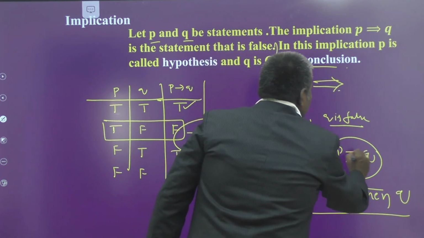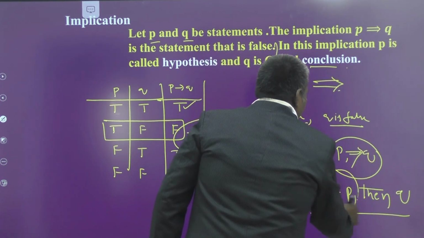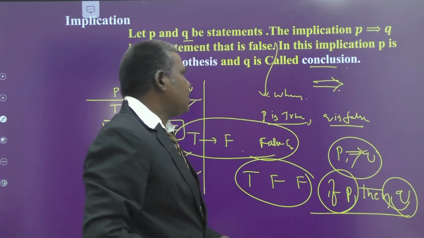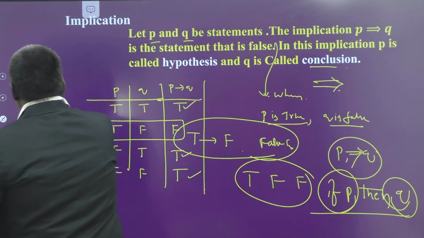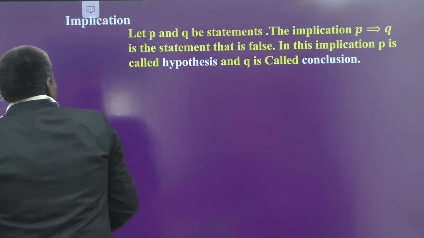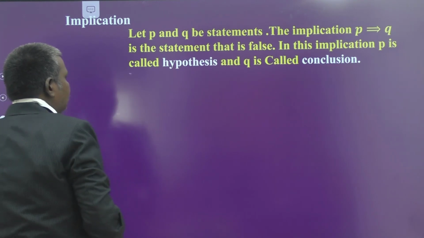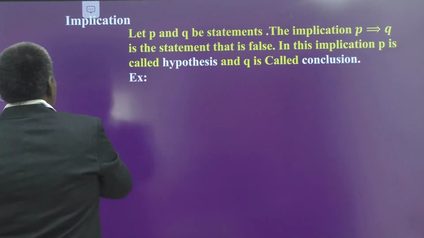P implies Q means what? If P happens, then automatically Q will happen. That is the meaning of if P, then Q. Okay. Example.